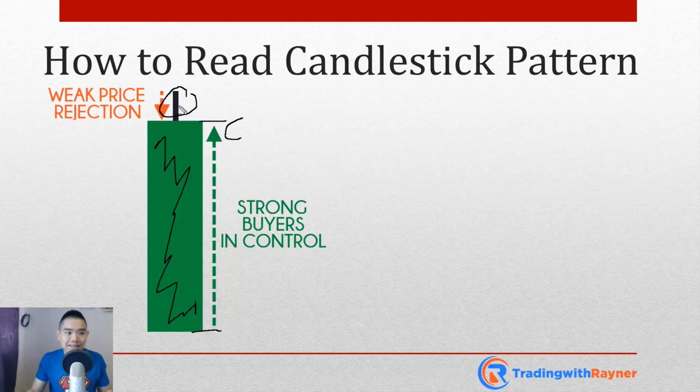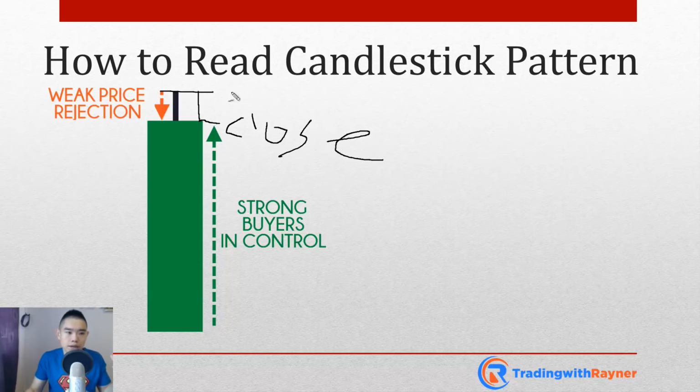However, you can't neglect this shadow as well, because what it's telling you is that there is price rejection. There is rejection of higher prices. Because if you think about this, this was once the highs of the session. So what this tells you is that at one point in time, the sellers actually pushed the price from this high down lower, until the price closed over here. So this is actually a form of price rejection, rejection of higher prices. So there are two components to a candlestick, the body and the wick.